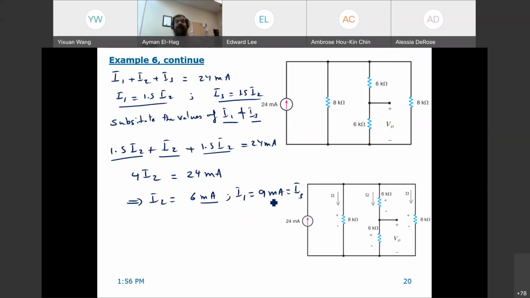So now I know everything. What does this mean? I know every single current in the circuit. That is my objective: find every single current in the circuit. Now let's see, what do you want in the question? What I want is V0. Can someone tell me, symbolically, what is V0? V0 is equal to what?